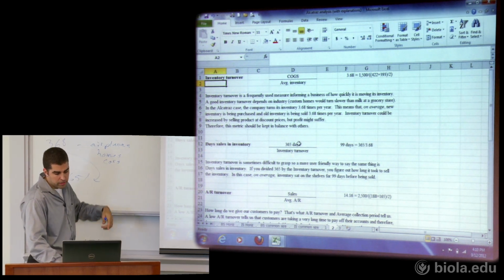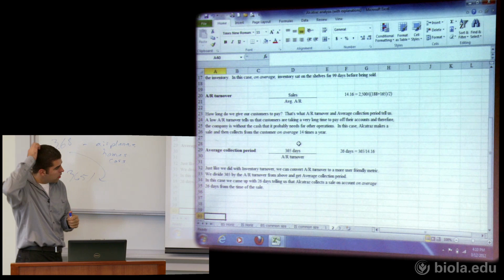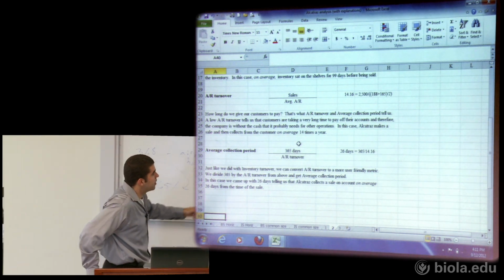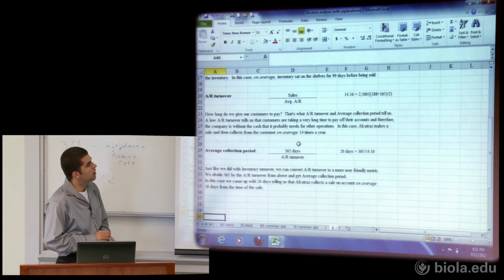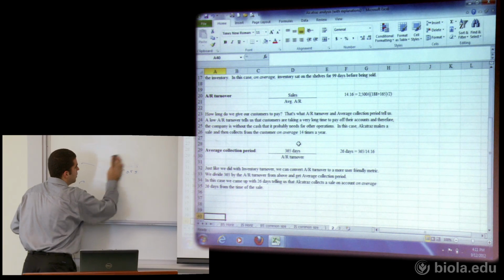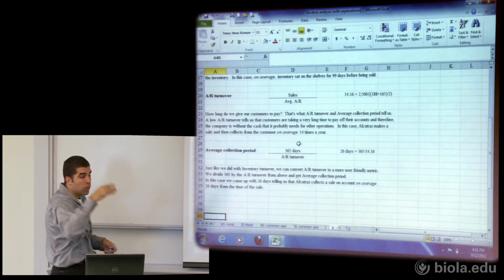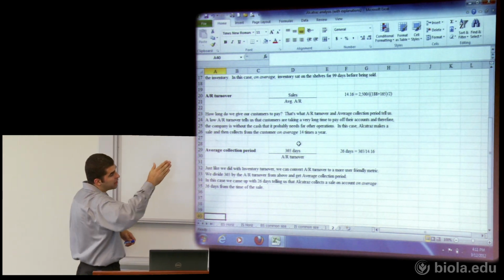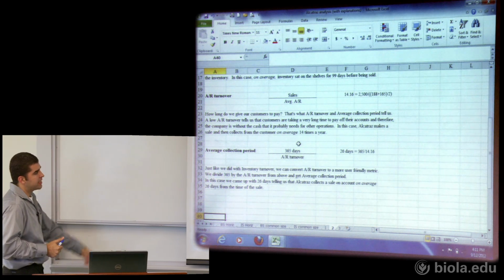Let's go quickly through AR turnover. Who had that? Go ahead, guys. We took the total sales for the year, 2011 sales, then took the average accounts receivable, and we got 14.16. Basically we sold something, it sat in our receivables for a while, and we collected it 14.16 times throughout the year. So it's kind of a measure of how efficiently we're collecting our receivables. Is that a good number or is that a bad number?